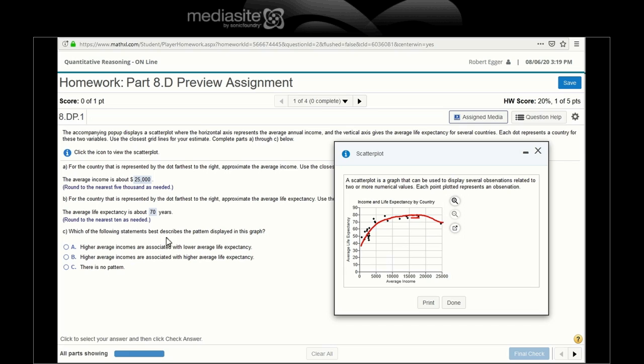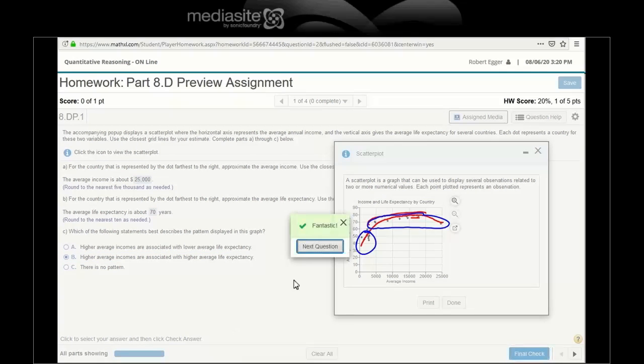So which of the following statements best describes the pattern? Higher average incomes are associated with lower life expectancy. Higher average income associated with higher life. Well, there's no pattern. Well, even though it started going down again, it does it every time. No, higher the income, higher the average life expectancy. So I would still go with B. Yes.